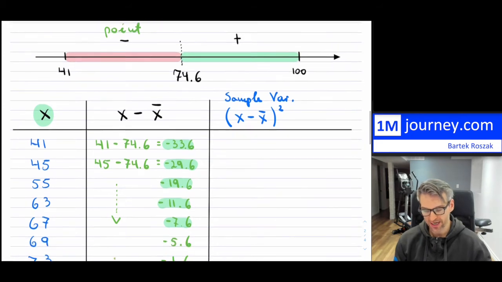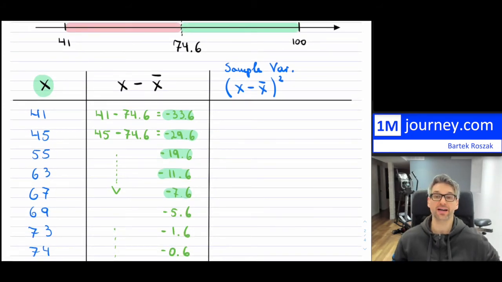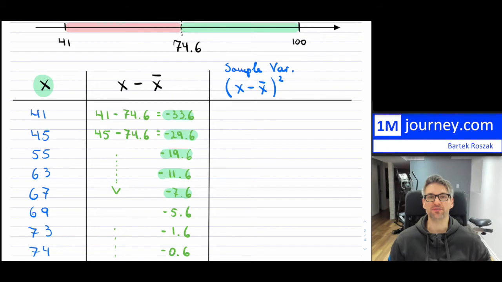Because you notice that all of these values here on the left in that second column are either negative or positive. Now, the sample variance basically takes those deviations and squares them to make all of them positive. And then you will see that from that variance, we can obtain the last one, which is called the standard deviation. I'll show you how we calculate this sample variance.